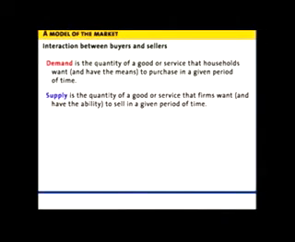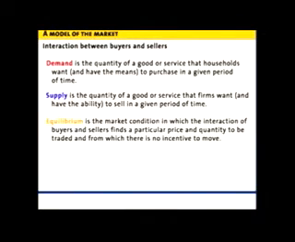Then we'll put the buyers and the sellers together and look at how their interactions establish a stable price and quantity traded. This is called equilibrium. So, demand, supply, and equilibrium. Let's start with demand. Demand describes the behavior of households and answers the question, how much of a particular good or service do households purchase in a given period of time?